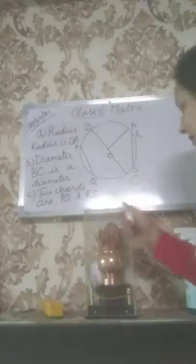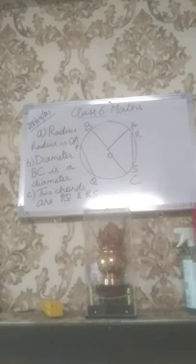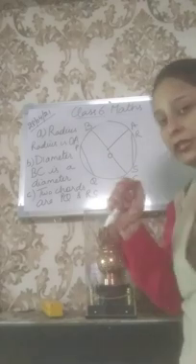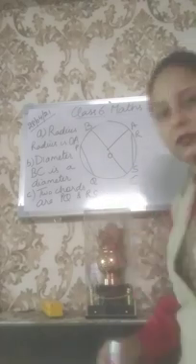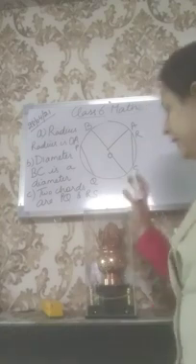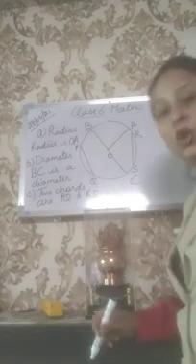Are you able to understand this, beta? How is this one a chord? Because it is touching the circle in 2 points. How is this one a chord? Because it is again touching the circle in 2 points and it is inside the circle. That is why we say it is a chord.